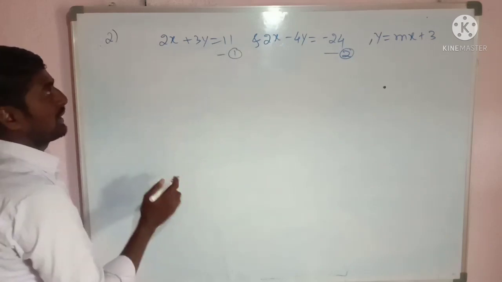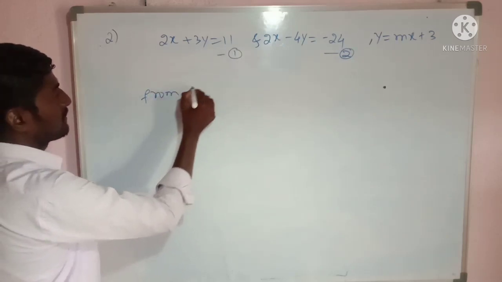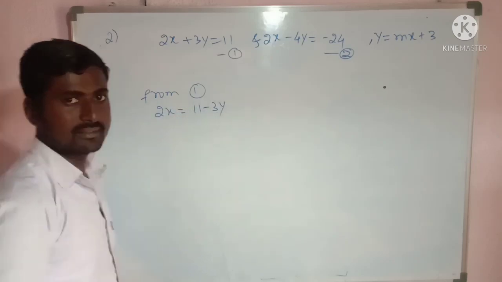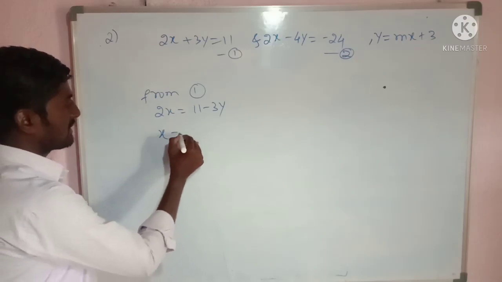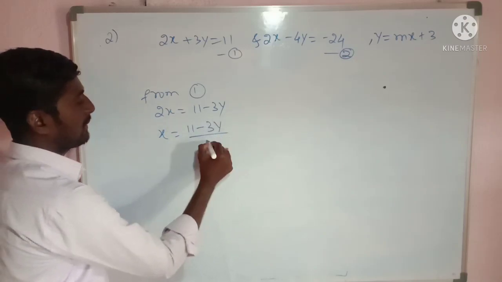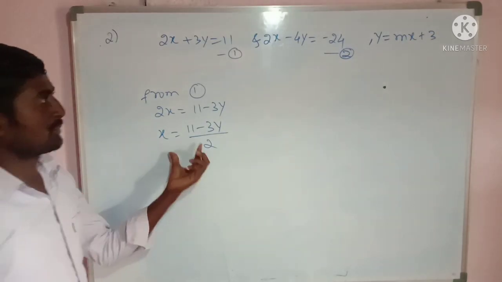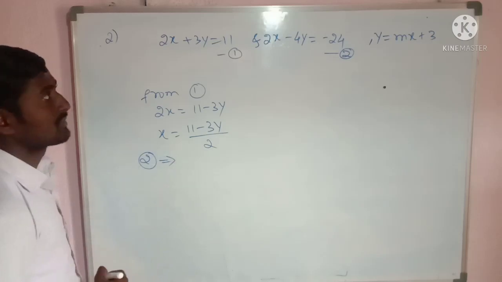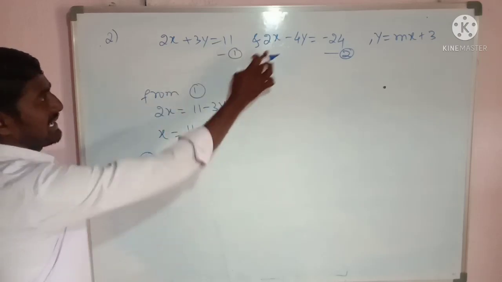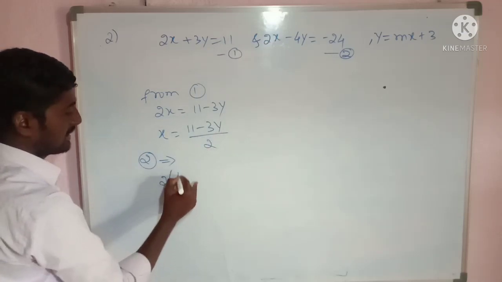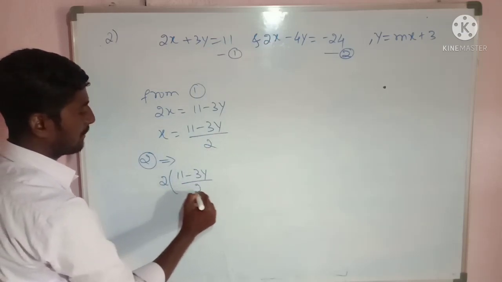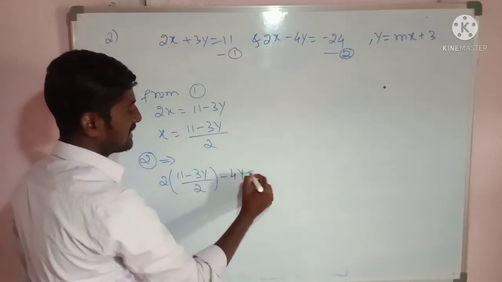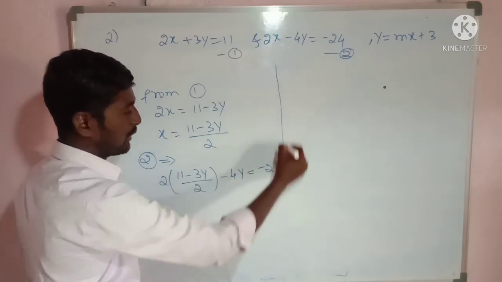Now I will convert equation number 1. From equation number 1, 2x is equal to 11 minus 3y. Okay. Now x is equal to how much? 11 minus 3y divided by 2. Now I have to substitute in equation number 2. Equation number 2 implies 2x is a 2, x comes, x is nothing but this value, that is 11 minus 3y divided by 2. Then minus 4y is there, minus 4y is equal to minus 24.